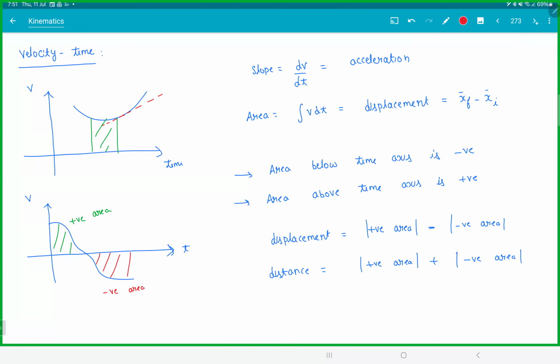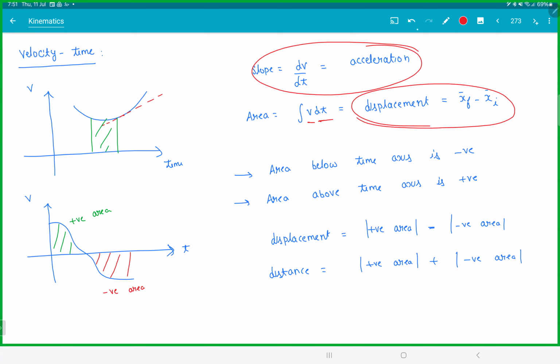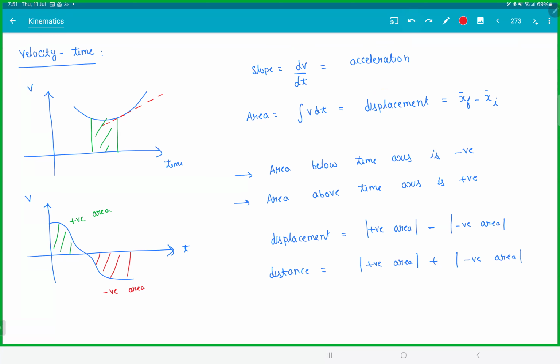See, in this thing, slope means what? Acceleration, dv by dt. Area is what? Velocity into time. That gives you displacement. So in a VT graph, both the slope and the area have a meaning, right? But when you say area here, if the area is above the time axis, we take it as positive, because v is positive, time is also positive, meaning it is going forward. Area below the time axis, we take it as negative because velocity is negative, time is positive, meaning it is going backward. So if you want displacement, you have to subtract the negative area from the positive area. But if you want distance traveled, then you just have to add both the areas, because whether you go front or back, it won't matter, na?